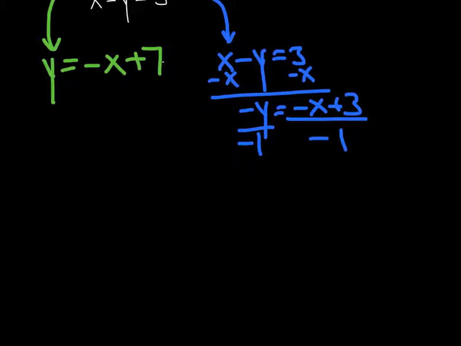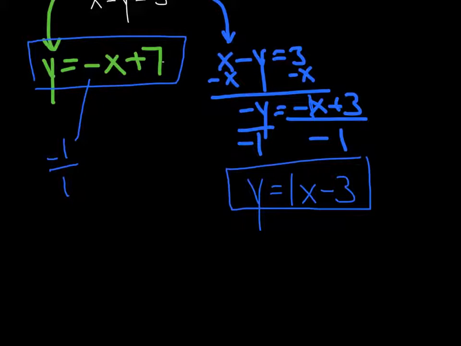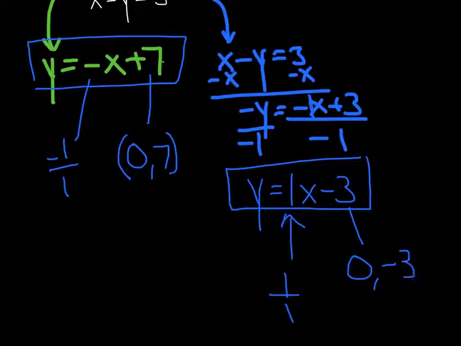So we get y equals, and that's a negative 1 in front of the x. So negative 1 over negative 1 is just 1. And then 3 over negative 1 is negative 3. So if we look at our equation on the left and our equation on the right, our slope here is negative 1 over 1, and our point would be 0, 7. That would be our y-intercept. Here our slope is 1 over 1. You could look at it like that. And our point is 0, negative 3.